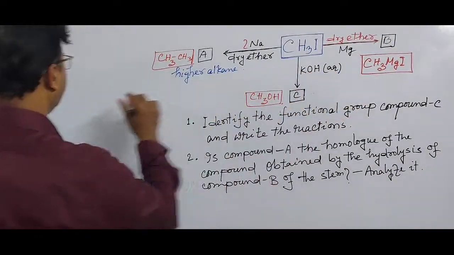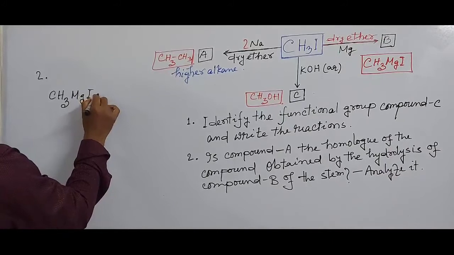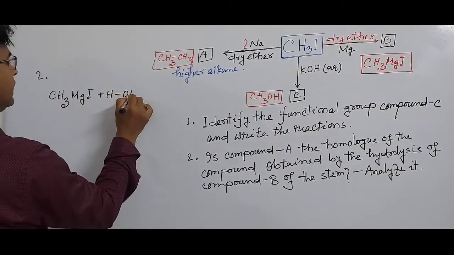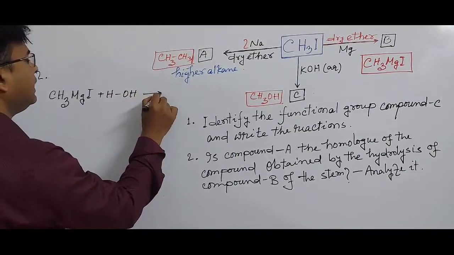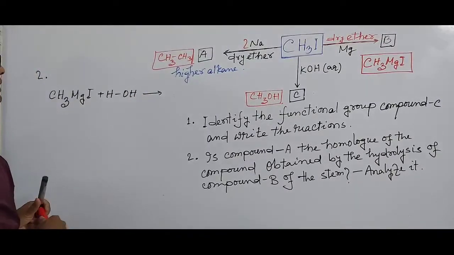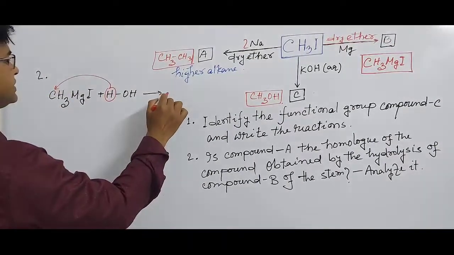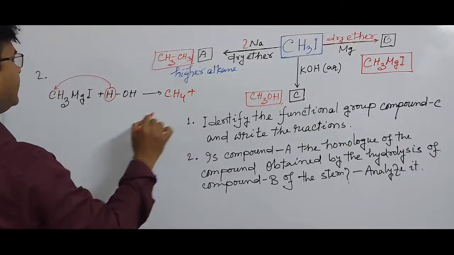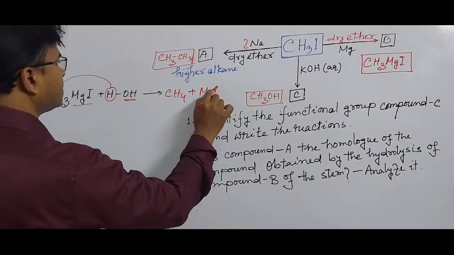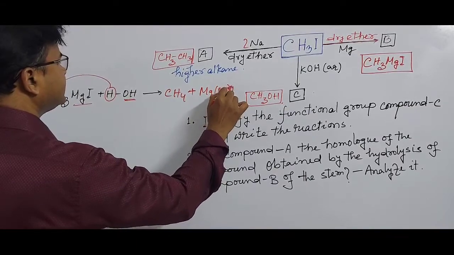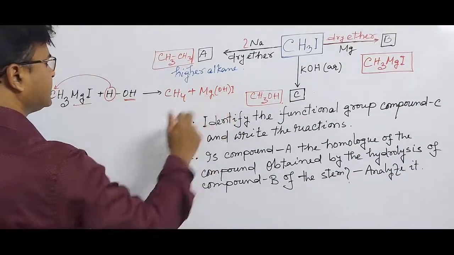Methyl magnesium iodide reacts with water. Students, I have written water as a partial structural formula, and here this hydrogen atom combines with the CH3 group to produce CH4, methane, and the remaining OH combines with the magnesium iodide part to produce magnesium hydroxyiodide. This is a byproduct, that's why we have no headache about the magnesium hydroxyiodide.